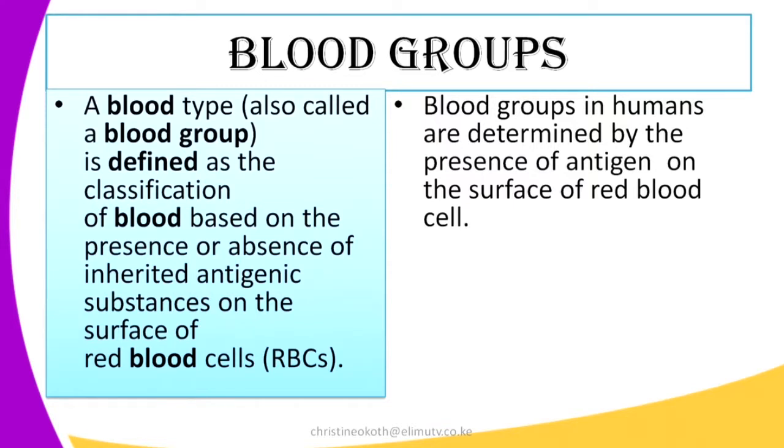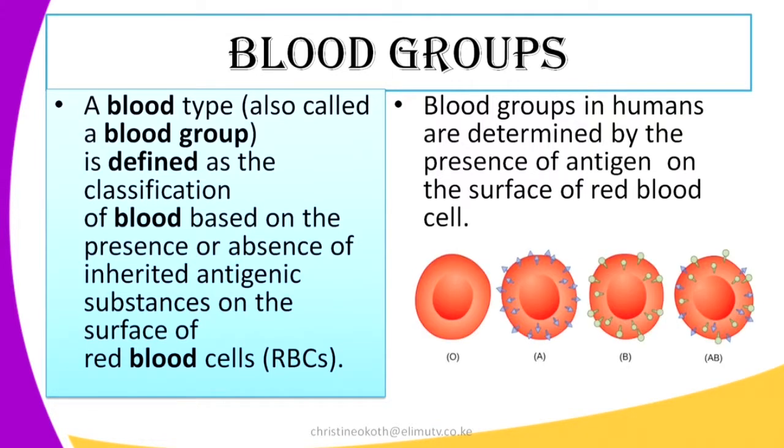So the blood groups in humans are determined by the presence of an antigen which is found mostly on the surface of the red blood cell. For example, if you have blood group A, it means you have antigen A on the surface of the red blood cell. If you have blood group B, it means you have antigen B on the surface of the red blood cell. If you have blood group AB, it means you have both the antigen A and B which are found on the surface of the red blood cell.